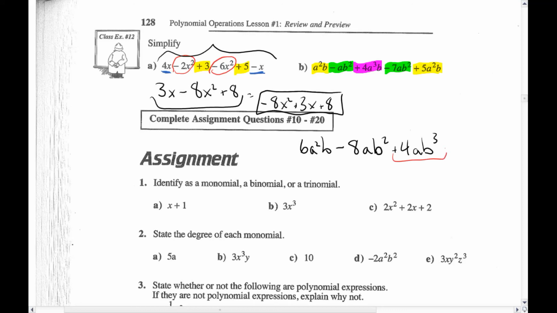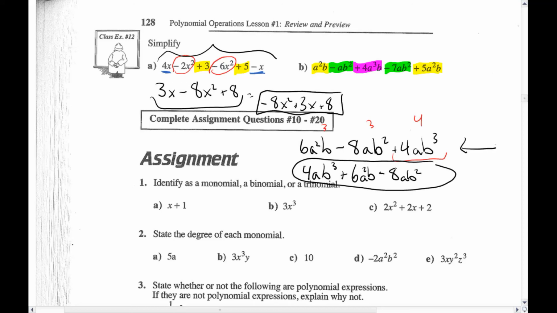And so I can write this in descending order if I wanted to, and you can see here that this last term is a degree 4, this is a degree 3, and this is a degree 3. So that last term should actually go first. So we can write it as 4ab cubed plus 6a squared b minus 8ab squared. And that's your final answer.